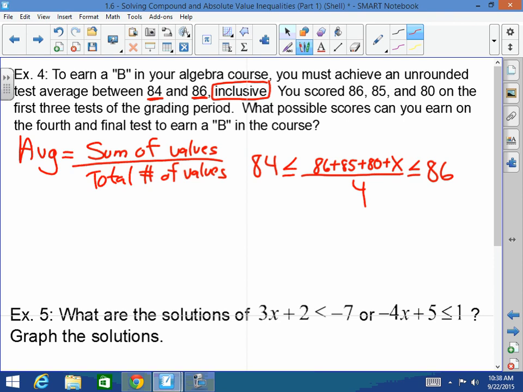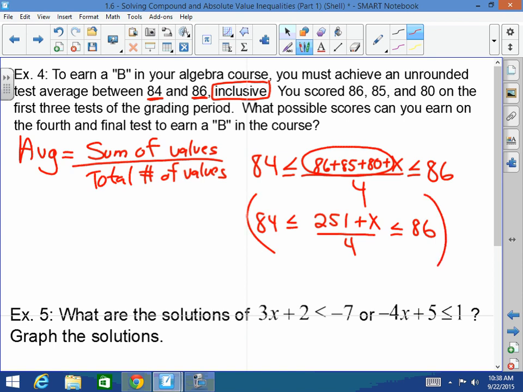And now it's Mickey Mouse Town. First thing we're going to do is add up all these like terms here. So 86 plus 85 is 171, plus 80 is 251, plus X over 4 is less than or equal to 86. How do I get rid of that denominator of 4? Excellent. So you multiply 4 to everything.